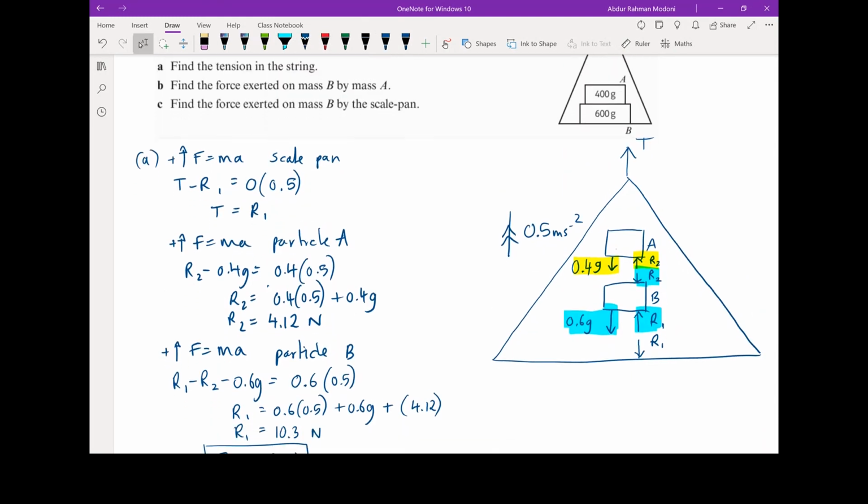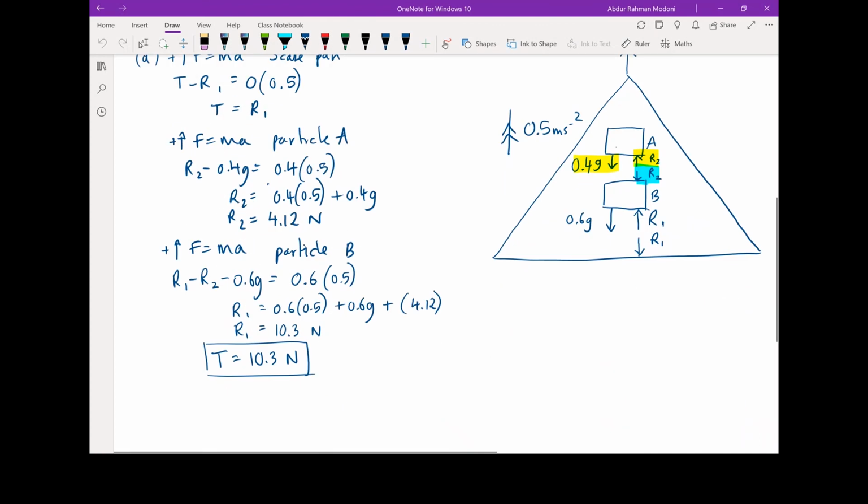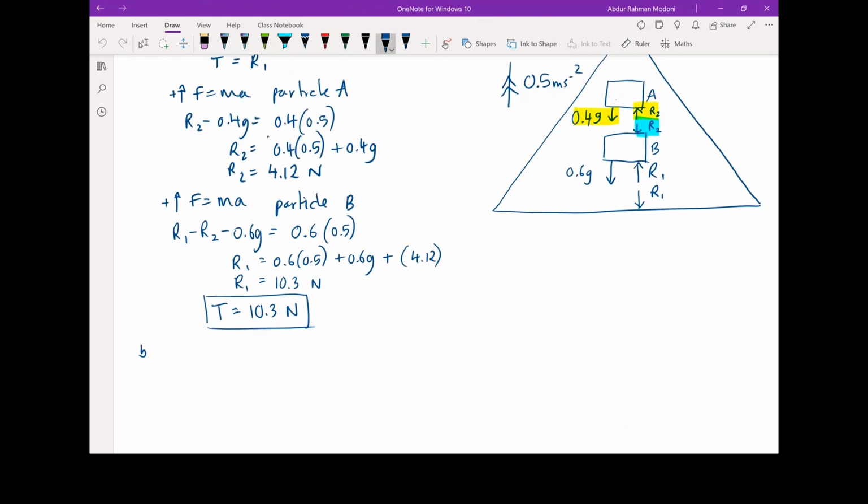Now, part B of the question goes on to say, find the force exerted on the mass B by the mass A. Well, what is that force? Let's consider that. The force exerted on mass B by mass A is reaction 2 that we have here, R2. So part B is asking for what this reaction 2 is. We've already worked this out, so I'll just write down here part B, R2 is equal to 4.12 newtons. That's what it was asking for.